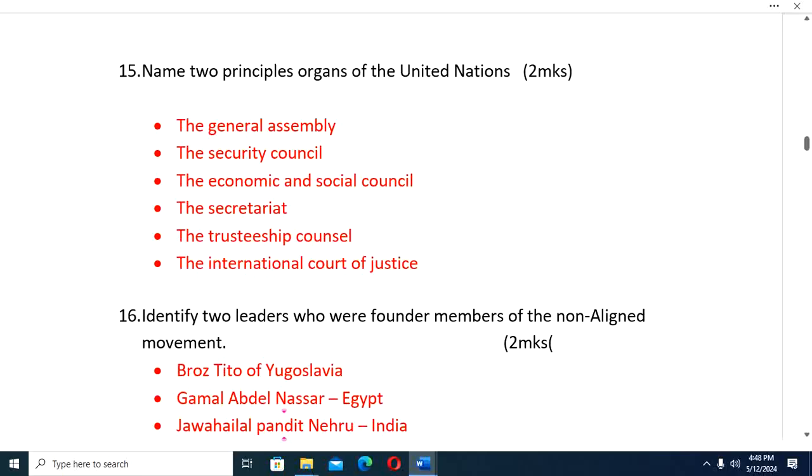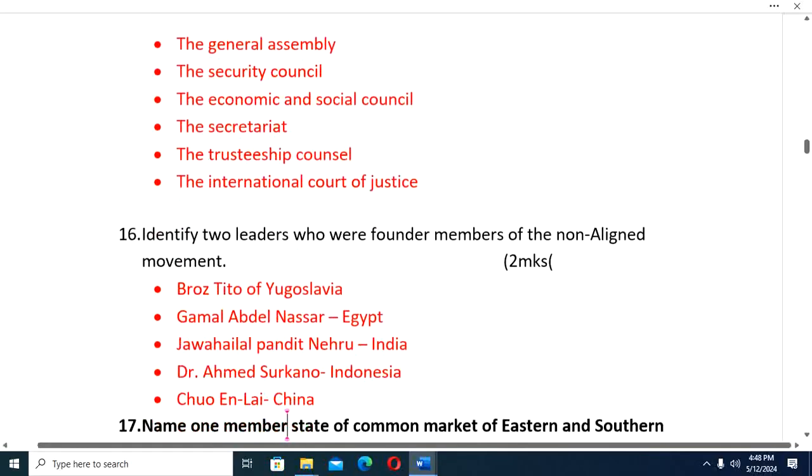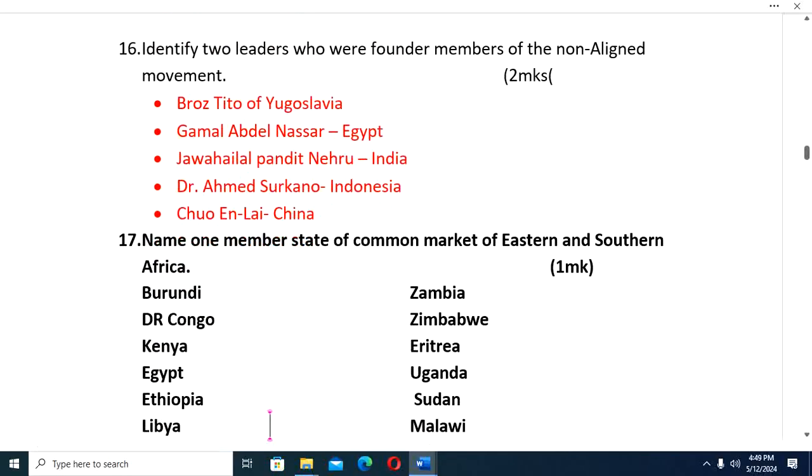Number 15, name 2 principal organs of the United Nations. Two principal organs: the General Assembly, the Security Council, the Economic and Social Council, the Secretariat, the Trusteeship Council, the International Court of Justice. Number 16, identify 2 leaders who are founder members of the Non-Aligned Movement.